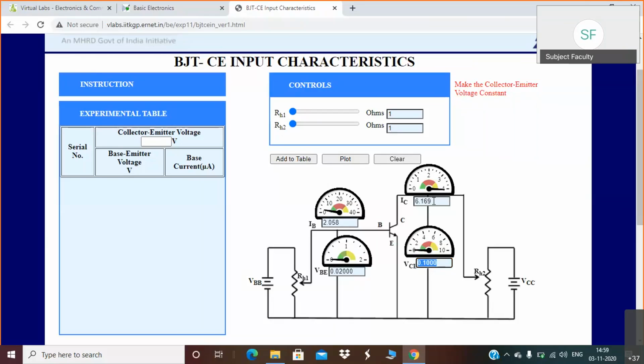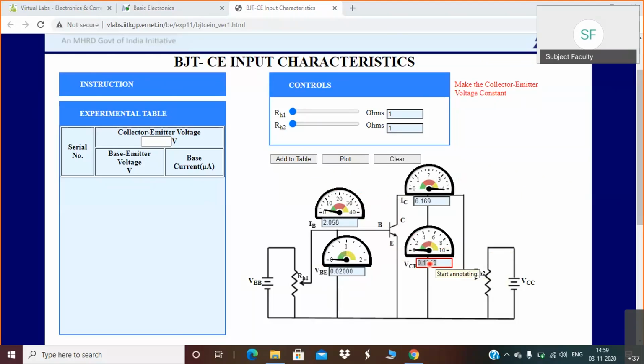This is output current IC. It is input current IB. So just let me... I hope now it is visible. This is your collector current. This one is the indicator for collector emitter voltage, collector to emitter voltage. This one is base to emitter voltage, and this one is base current. Okay. So now whenever you are doing input characteristics, you have to make this VC constant.